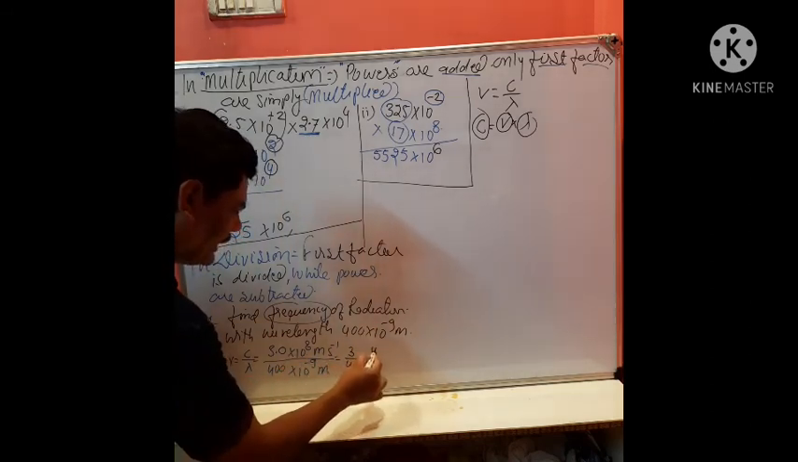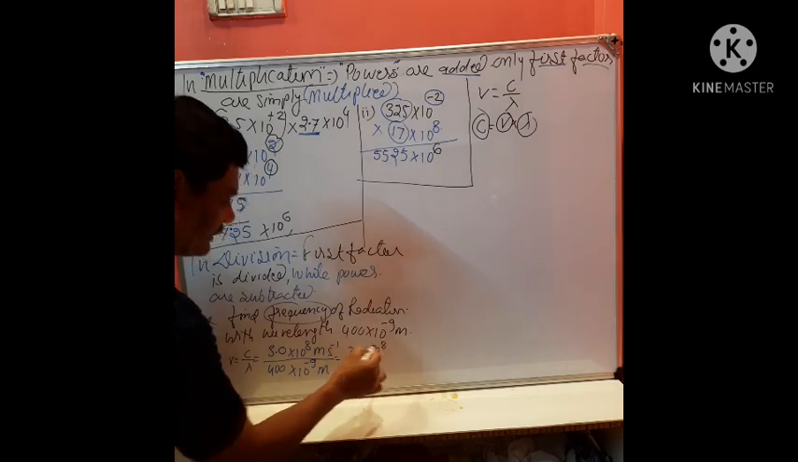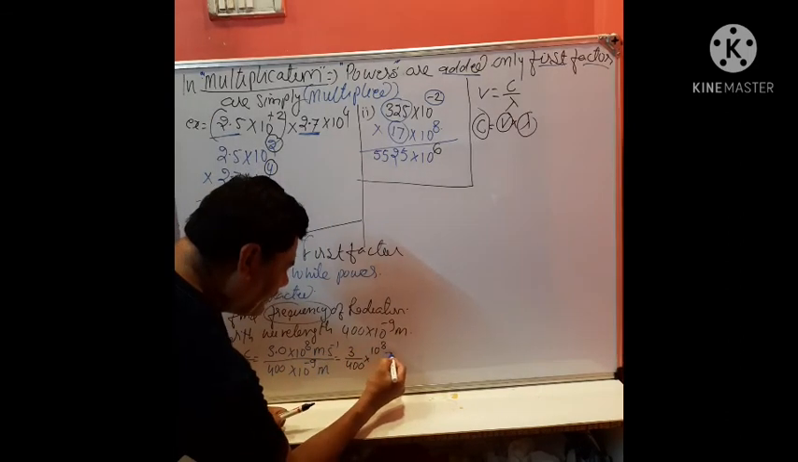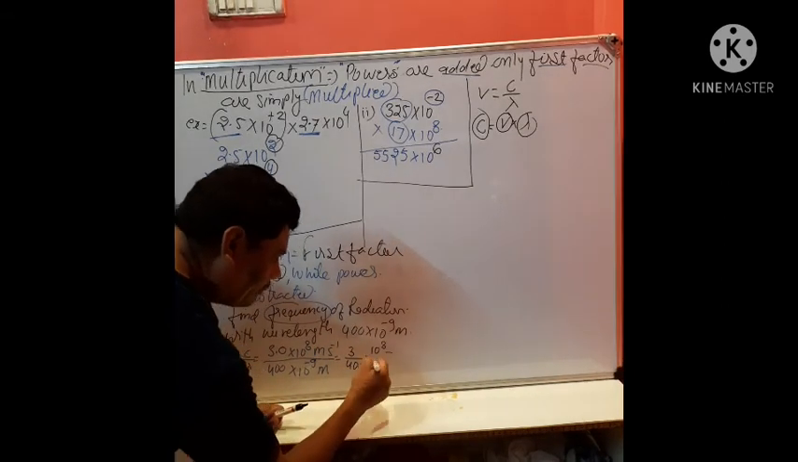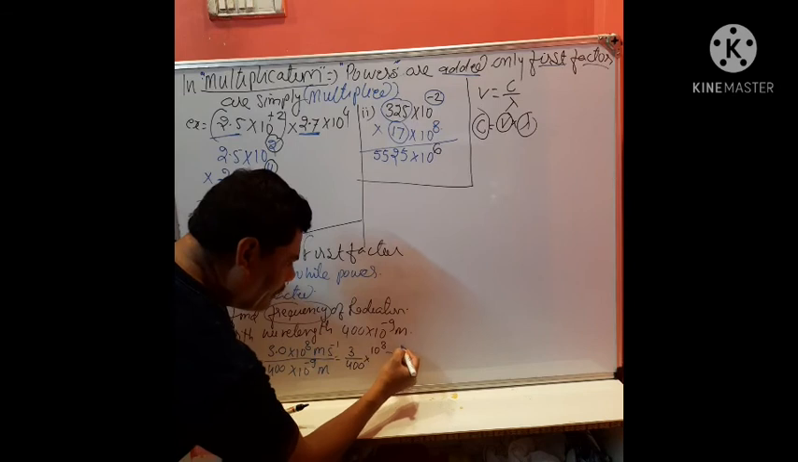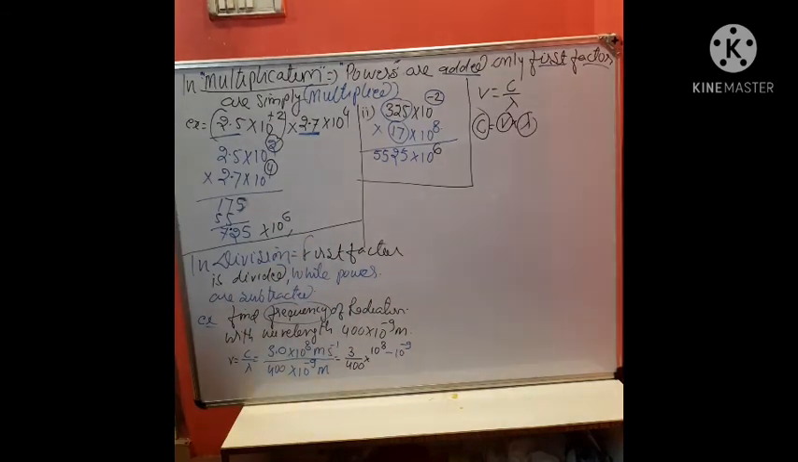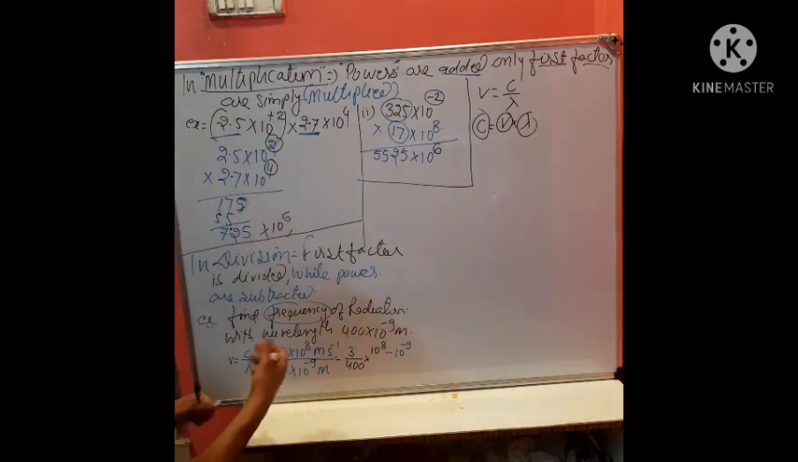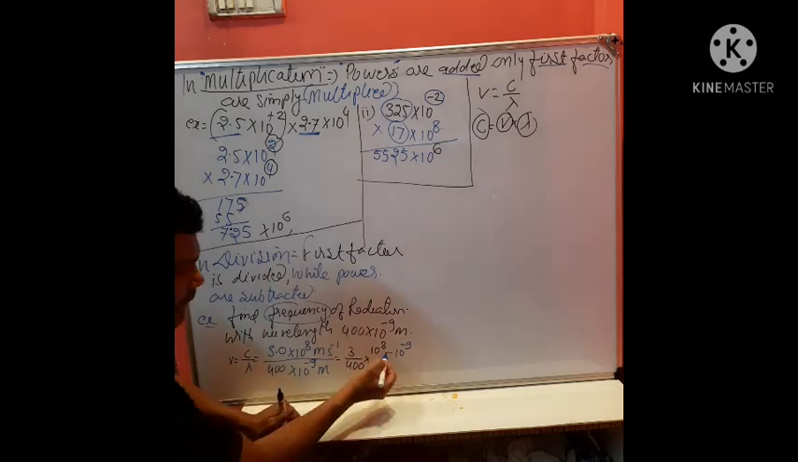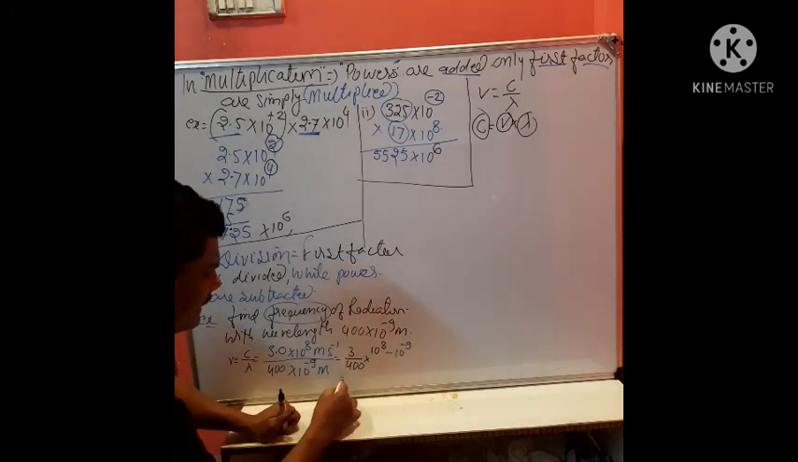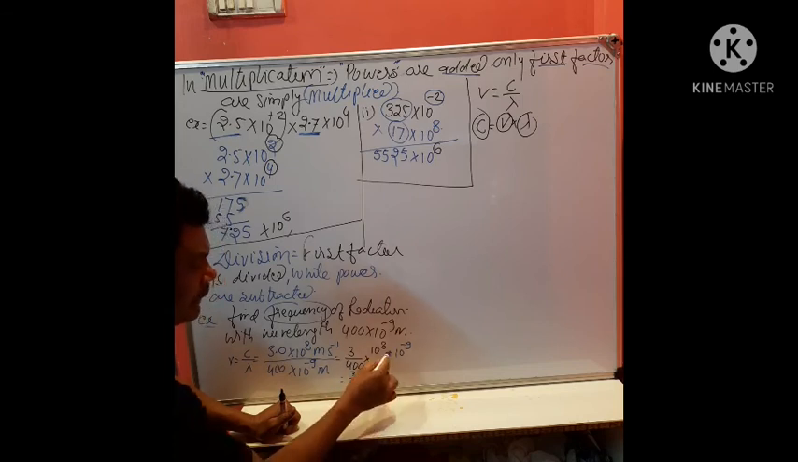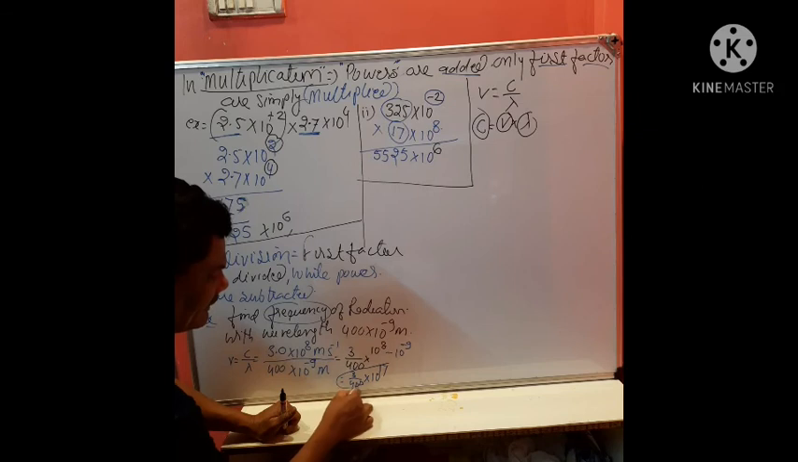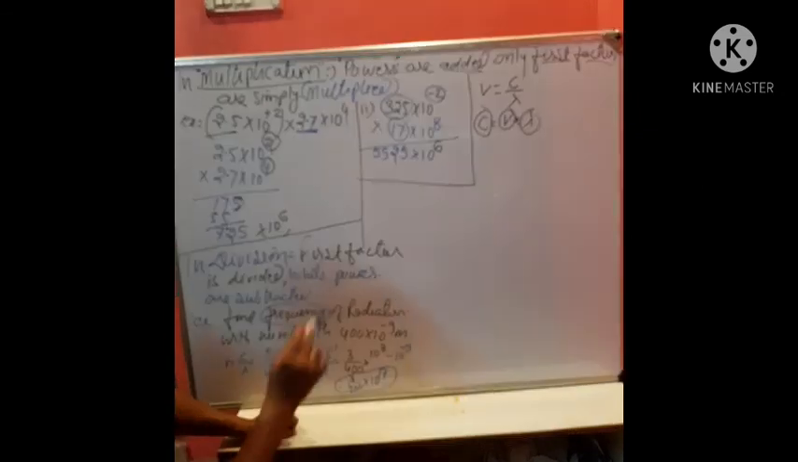multiplied by 10 to power 8, minus, because we have to subtract, 10 to power minus 9. Here the value is to be subtracted, but minus and minus sign will become plus, that means the answer will be 3 upon 400 into 10 to power 8 plus 9, 17. So in this way you can solve the question.